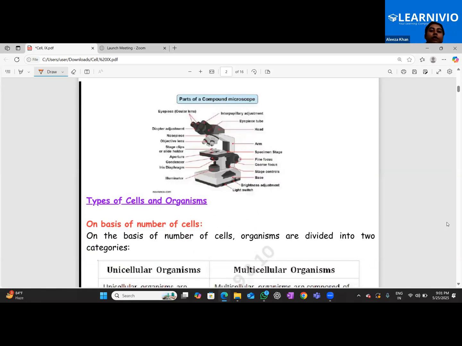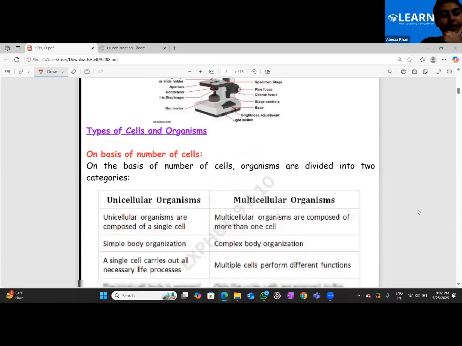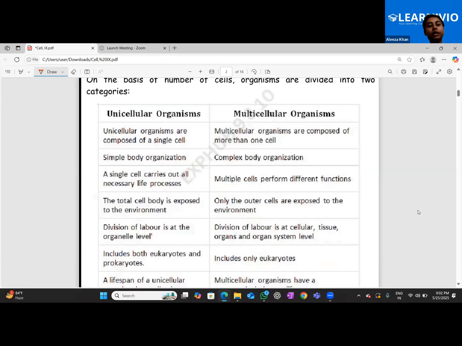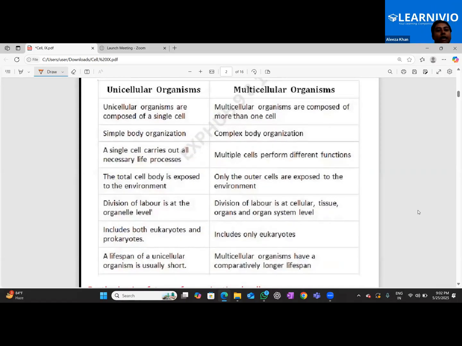So if I ask you, are we unicellular or multicellular? We are multicellular, because we are made up of many cells. So if a question comes that writes the difference between unicellular and multicellular, the first point you can write is that unicellular organisms are composed of only a single cell. Here the organisms are made up of more than one cell.